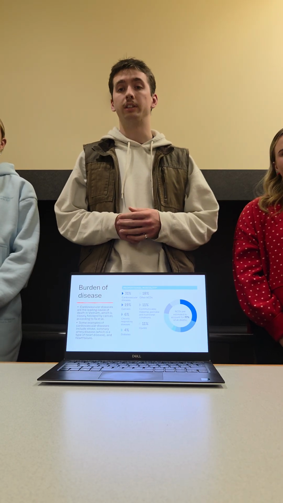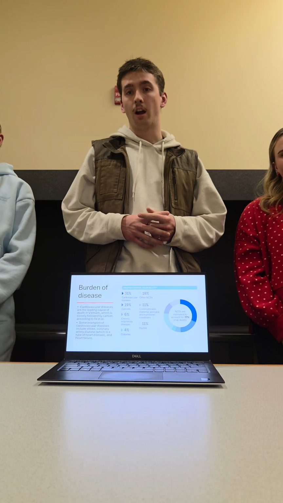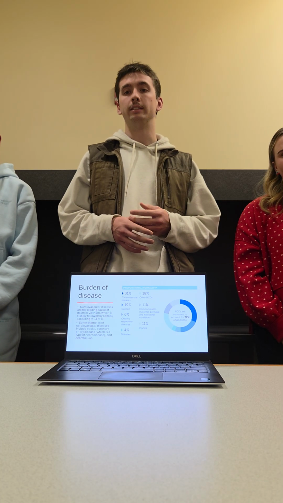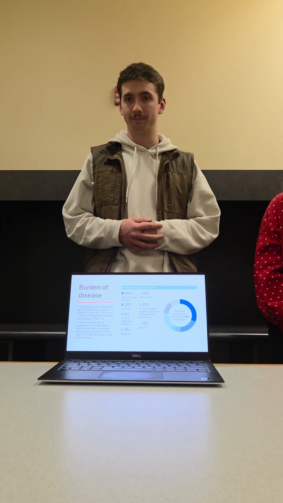Examples of cardiovascular disease, like we are going to talk about, are strokes, coronary artery disease, which is a type of heart disease, and heart failure.